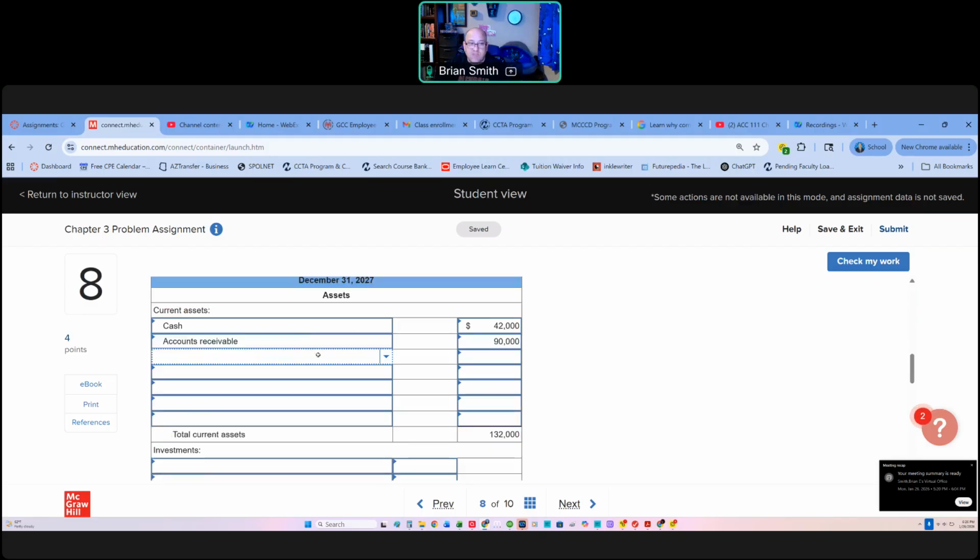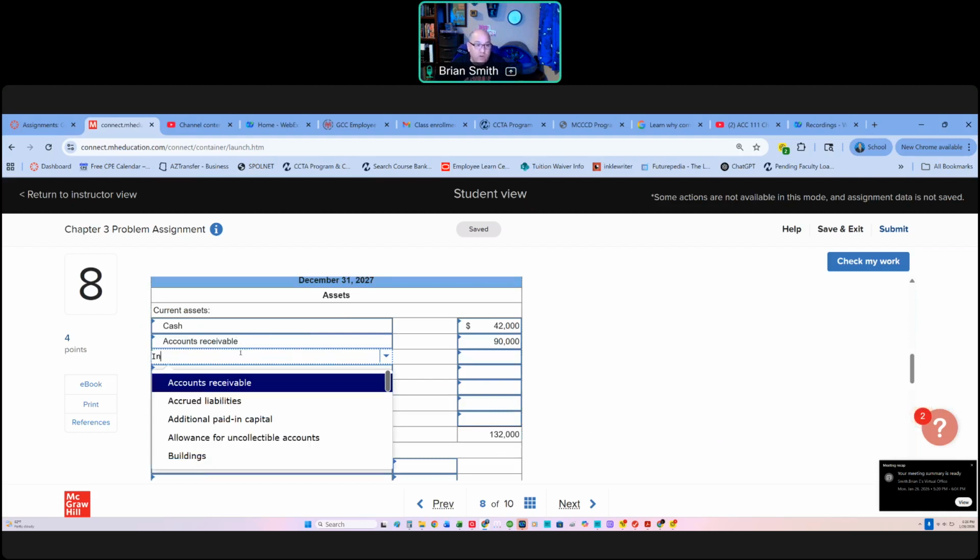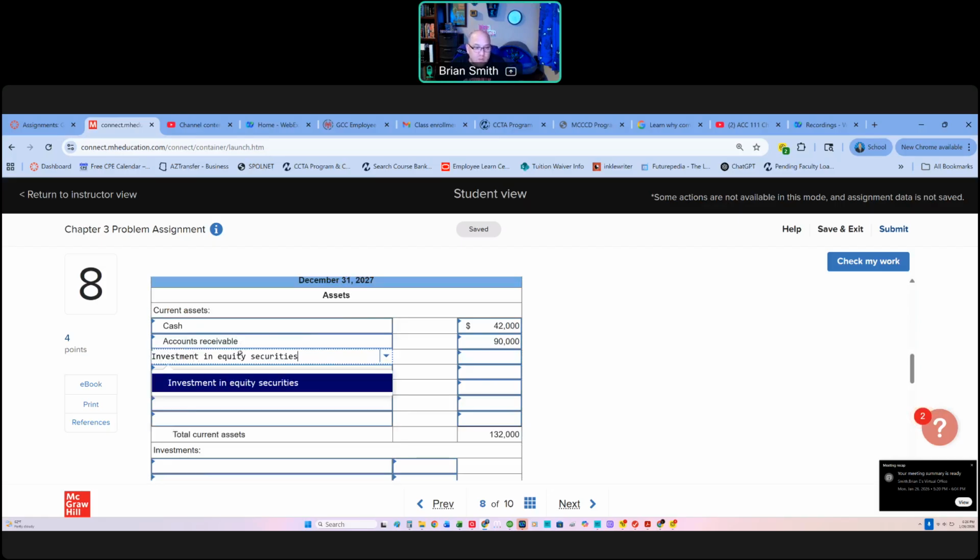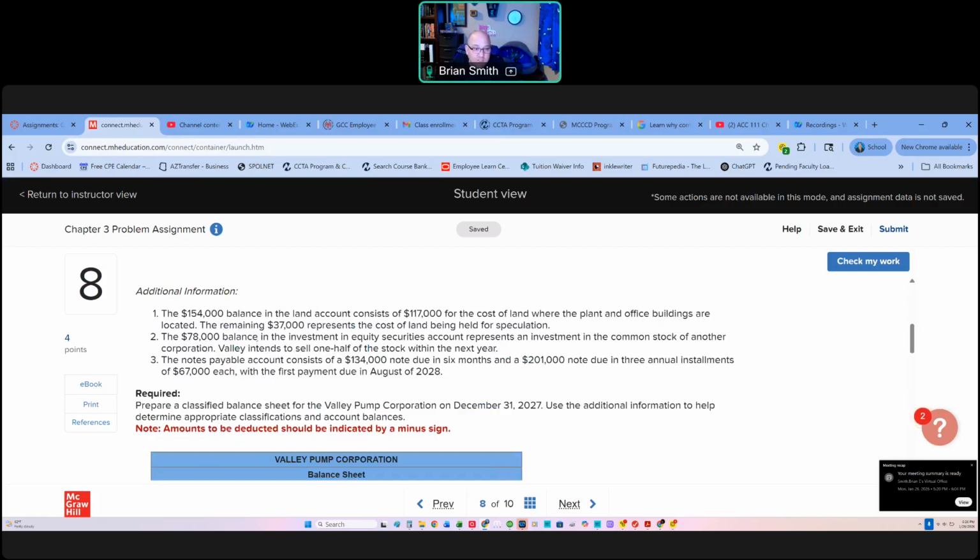Because this is a classified balance sheet, we technically should be putting these in order of liquidity. I'm not going to do that just because I want to see if McGraw-Hill will still take it as long as they're still classified as the right thing. But let's see, it's next. Inventories. I'm going to wait for inventory just because I can. Investment in equity securities, because I believe, if I remember right, that information said something about that. And I think we have to deal with it.